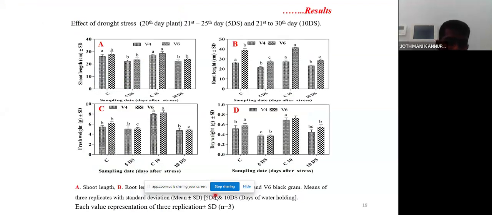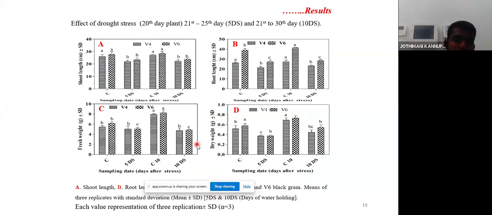In this result, the effect of drought stress on black gram plants, specifically between the 20th to 30th day of growth of black gram seedlings. The data shown is from plants subjected to 5 days and 10 days of water stress.